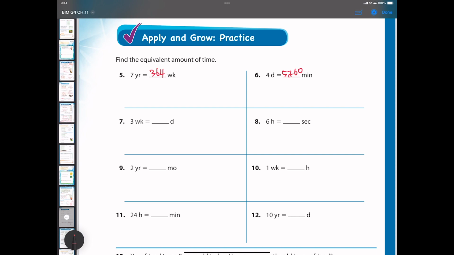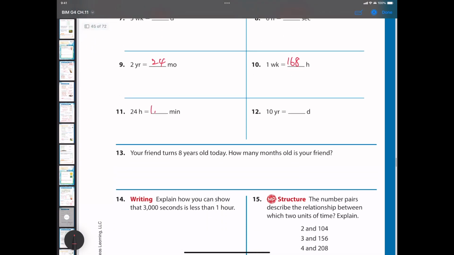The answers are 5,760, that's 21 days, and 21,600 seconds, and 24 months, and 168 hours, and 1,440 minutes, and 3,650 days.